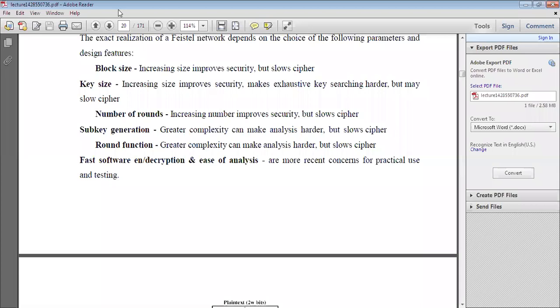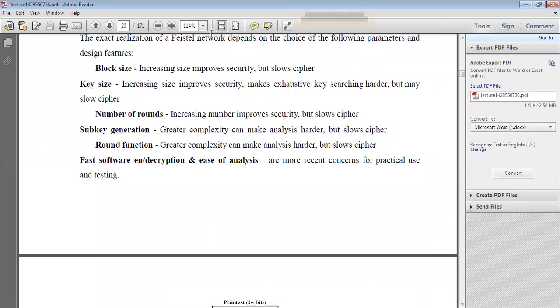Next one is key size. Generally, when you use the DES algorithm, the block size is 64 bits, whereas the key size is 56 bits only.